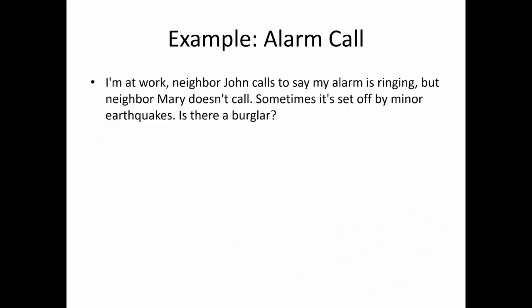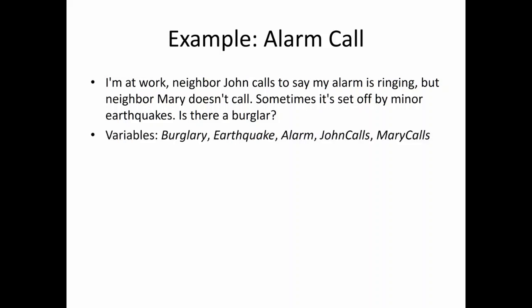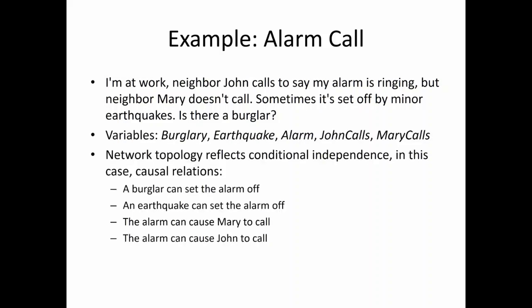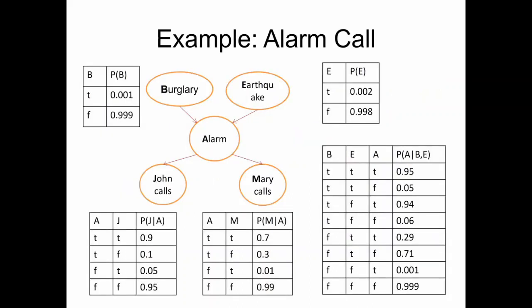Suppose I'm at work and my neighbor, John, calls and tells me that my alarm is ringing, but my other neighbor, Mary, didn't call me. And the alarm can be set off by minor earthquakes or a burglar. What would be the Bayesian network for this problem? We have 5 variables, and the first dependence we have is burglar can set off the alarm. And we also have the earthquake setting off the alarm. And then once we have alarm, then John could call or Mary could call. The resulting Bayesian network looks like this.